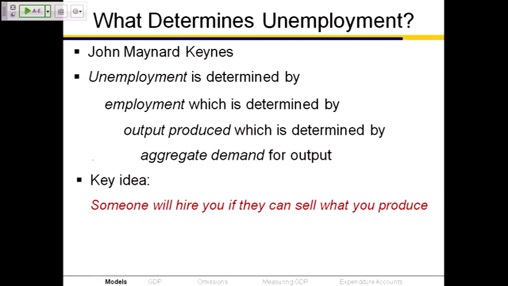The takeaway from this, the key idea, the thing that's up here in red, is that someone will hire you if they can sell what you produce. It doesn't say that employment depends upon politics. It doesn't say employment depends upon wages. It doesn't say employment depends upon how patriotic people are. It says employment depends upon how much output is produced, and how much output is produced depends upon what the demand is for output. The takeaway from that is you get a job if the firm that's hiring you believes they can sell what you produce.